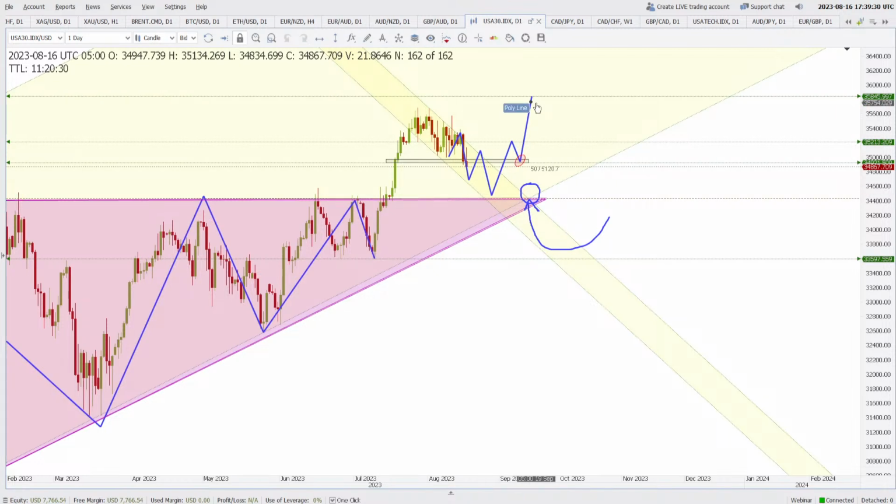Can we please check gold again? Yes, we will check gold again. Let me complete these 5 things, or you want to check it right now?